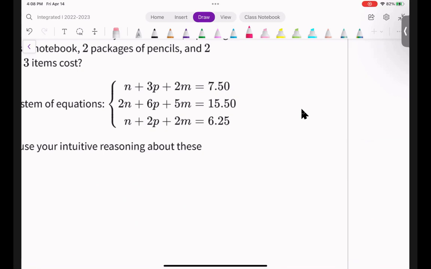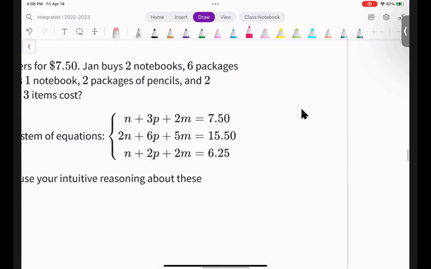So what I notice is that the first equation has an N and an N. It also has a 2M and a 2M, but it does have a little bit of difference for that 3p and 2p.